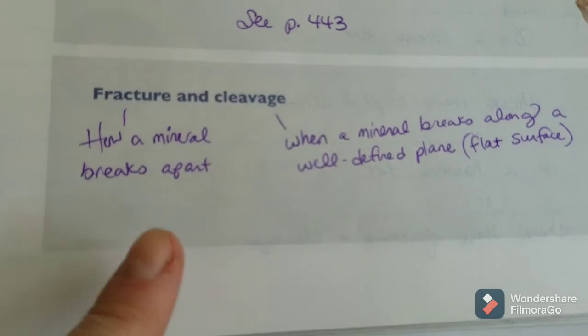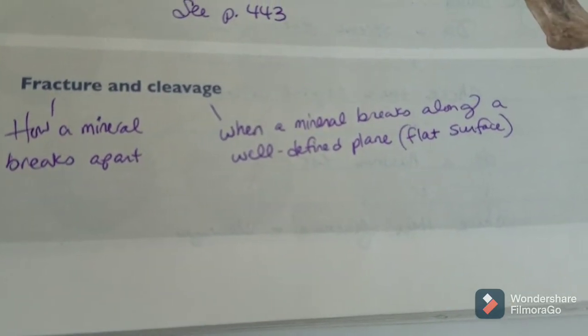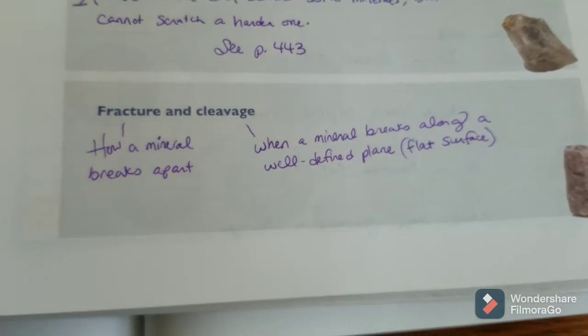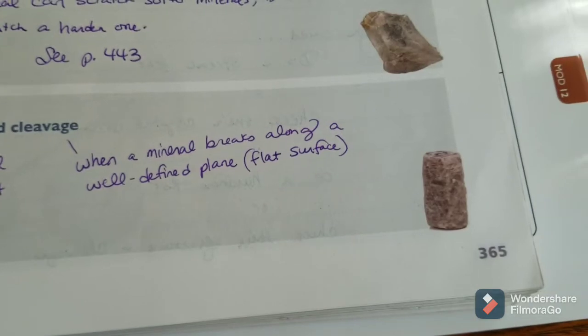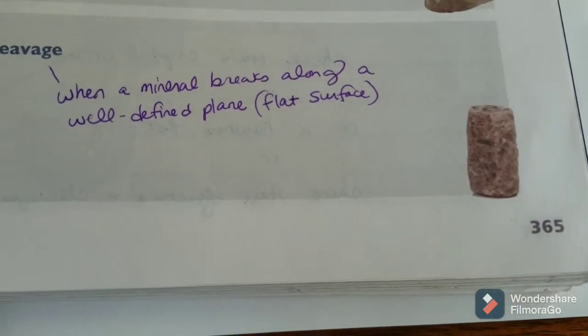Fracture and cleavage. So fracture is how a mineral breaks apart, and cleavage is when a mineral breaks along a well-defined plane or flat surface. Here's a picture. So that's an interesting picture.